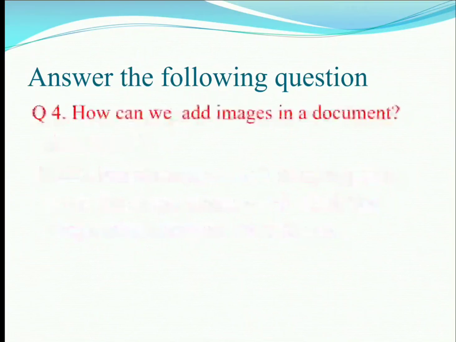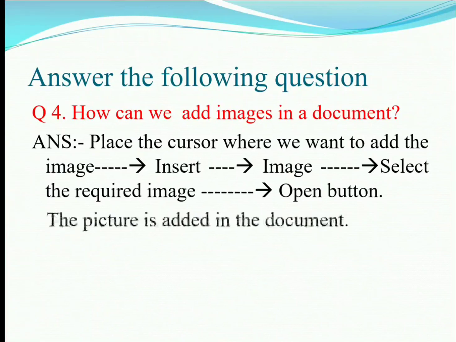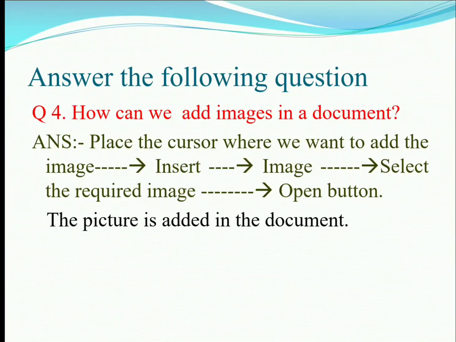Question fourth is, how can we add images in our document? So answer is, place the cursor where we want to add the image. Wherever we want to add our image, we will take the mouse cursor there, and then we will click on the insert menu and then we will select image option and then we will select the required image. Whatever we want to use, whatever our requirement is, we will select that image and then we will click on the open button. The picture is added in our document.